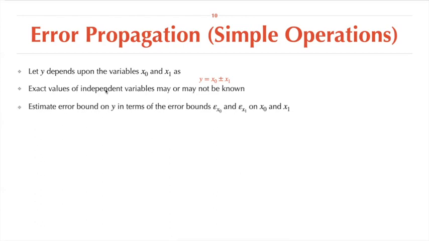So now our objective is to estimate the bound on y, the error bound that was shown before, the upper bound on the absolute value of the error. So assume that you know that the error bound on x0 is epsilon x0 and on x1 is epsilon x1. You can very easily show by some trivial math that this is equal to the sum of the two error bounds. And this will be true even when you take plus or minus. It will be true in both cases.